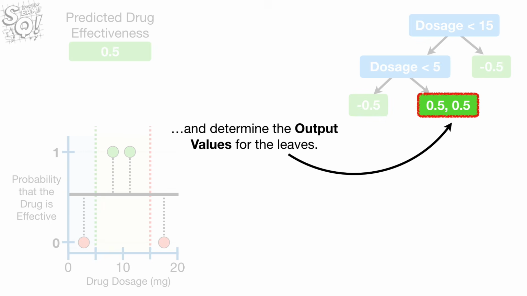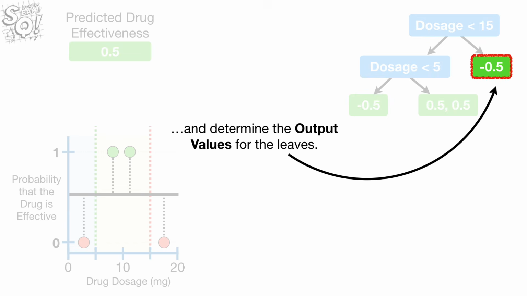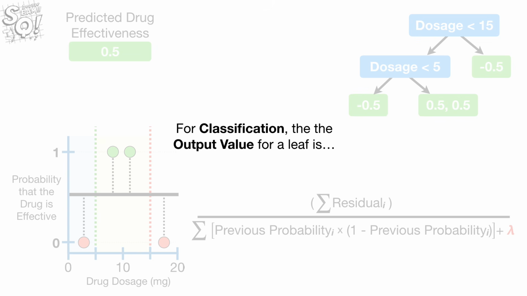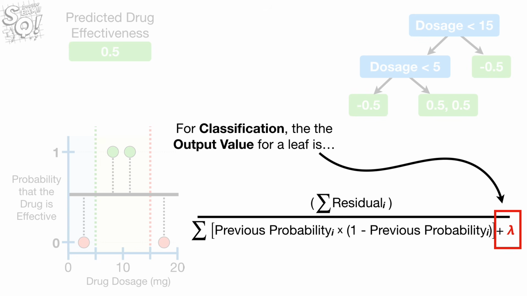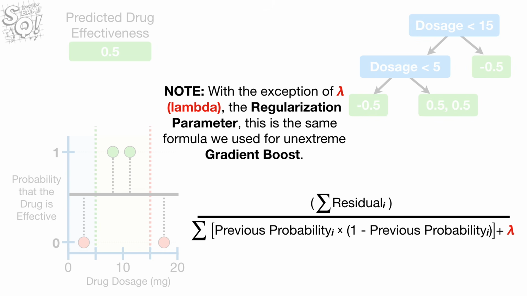For now, regardless of lambda and gamma, let's assume that this is the tree we are working with and determine the output values for the leaves. For classification, the output value for a leaf is the sum of the residuals divided by the sum of the previous probability times 1 minus the previous probability for each residual in the leaf plus lambda. Note, with the exception of lambda, the regularization parameter, this is the same formula we used for unextreme gradient boost.